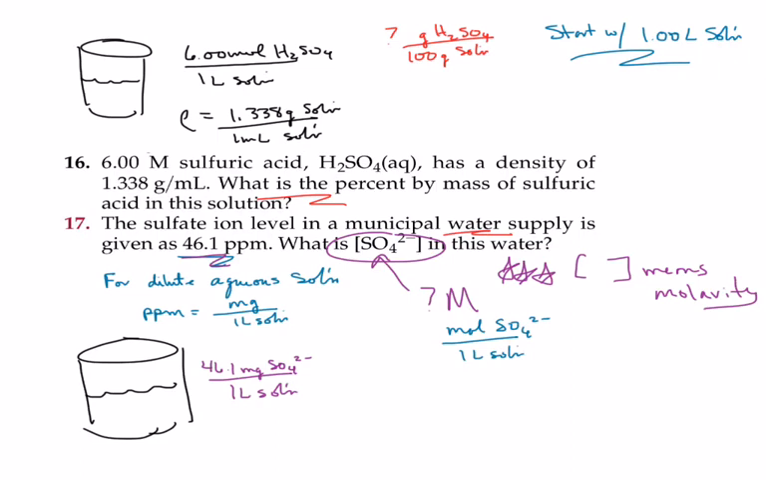Because your goal then is molarity and you have milligrams. Your goal is moles per liter and you have milligrams per liter. So you just need to use the molar mass of sulfate. So it's really not too bad.